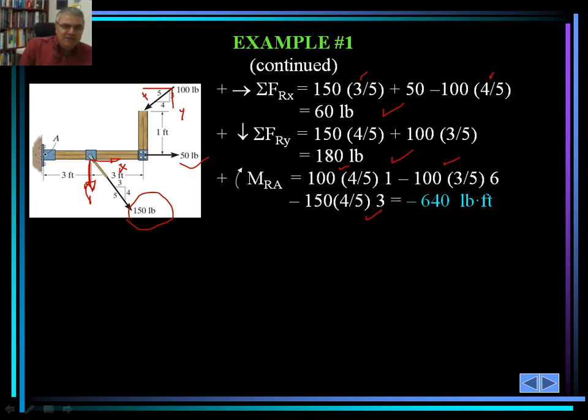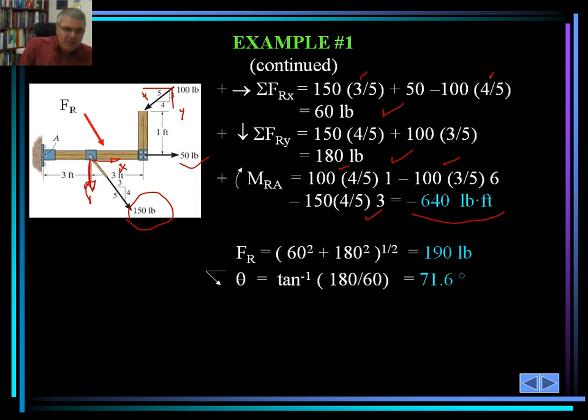Again, as I mentioned, it doesn't really matter which direction, as long as we stay consistent and we apply it to all of the forces that are associated within one system. In this case, minus 640 pound-foot would be the moments. Now, where should that moment be applied, and what should be the angle in which it applied?